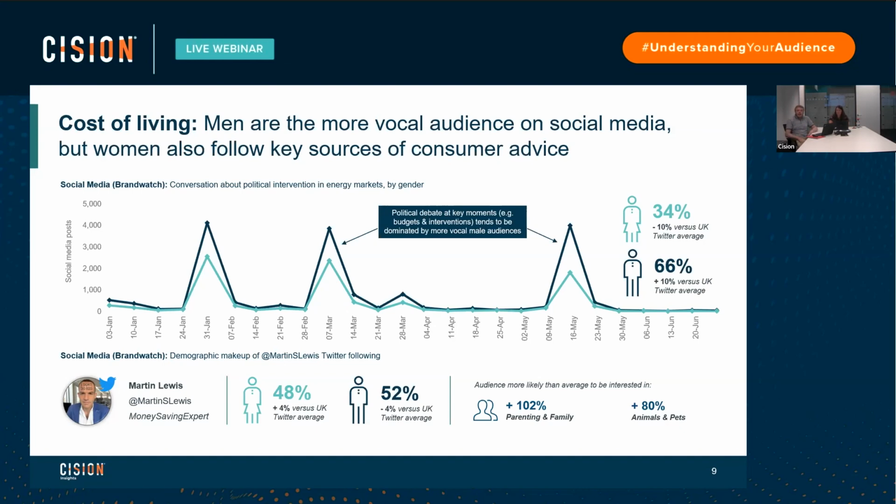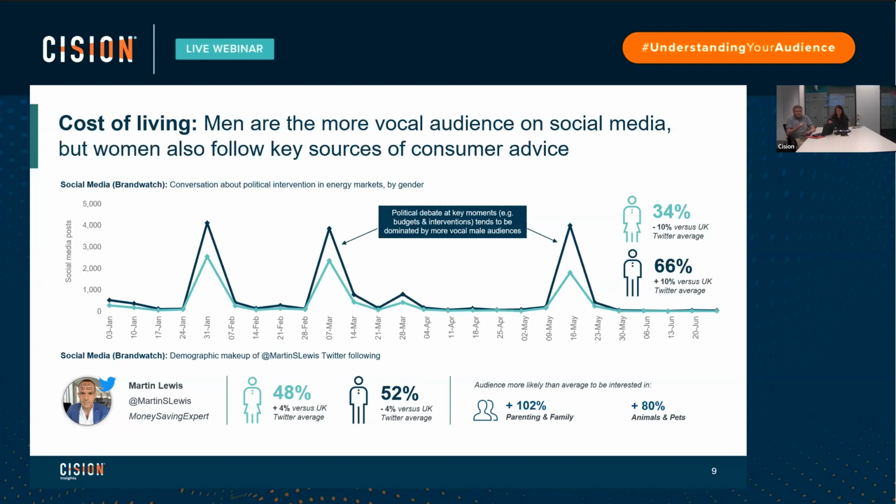In terms of tracking the interest in political intervention in the energy markets, what you have is actually a very male-dominated conversation on Twitter. So you can see that 66% of participants in that conversation were male. That's about 10 percentage points more than the overall Twitter average. Twitter as a platform does skew slightly male in general.